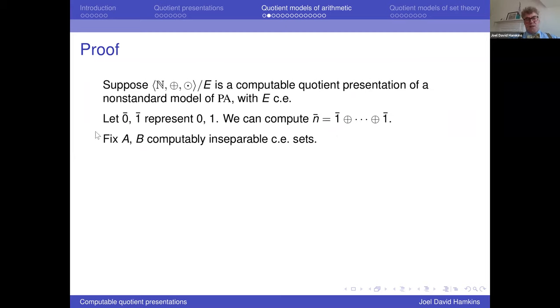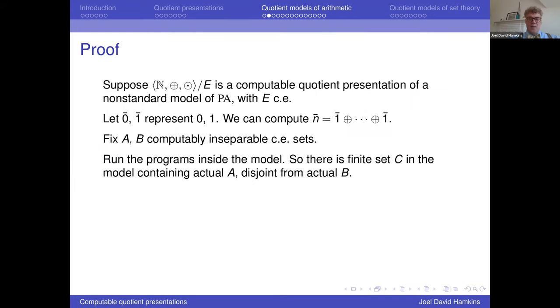And now again, just like in the Tennenbaum proof, fix computably inseparable CE sets. And we can interpret the programs that do the enumeration inside this model. This is a non-standard model of arithmetic, so it is perfectly capable of talking about Turing machine computations. So if I, again, go to some non-standard stage of the enumeration procedure at which the programs are still enumerating disjoint sets, then there will be some set inside the model that the model thinks is finite. It's actually infinite, but it's a pseudo-finite set. It's a non-standard finite set. And it contains the actual set A, and it's disjoint from the actual set B.